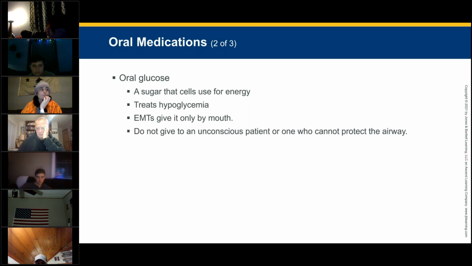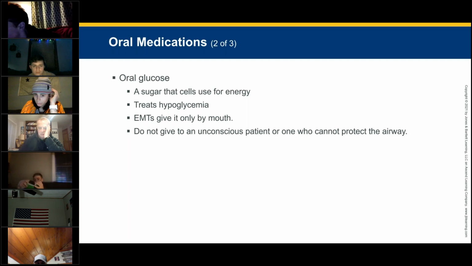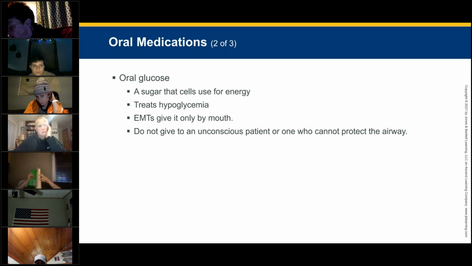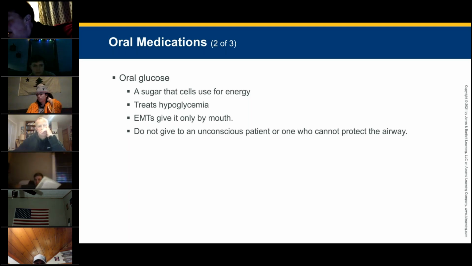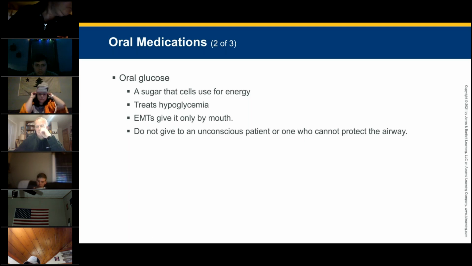So the first one is oral glucose. Glucose is a sugar that cells use for energy. It's necessary for your brain cell survival. We use this to treat a condition called hypoglycemia, which is extremely low blood sugar. Oral glucose can counteract the effects of hypoglycemia. An EMT can give glucose only by mouth in the form of a gel. You should never administer an oral medication to an unconscious patient or to one that's unable to swallow or protect their own airway.